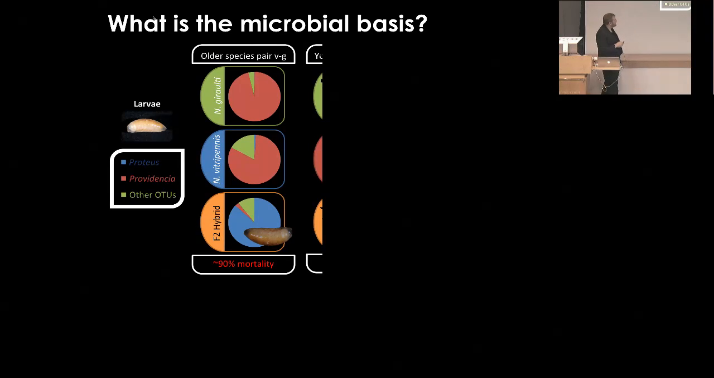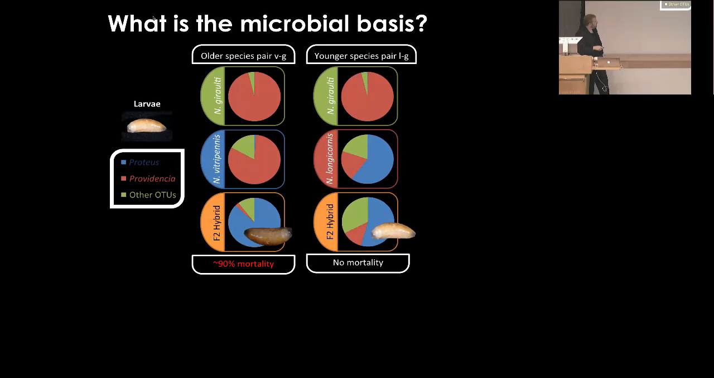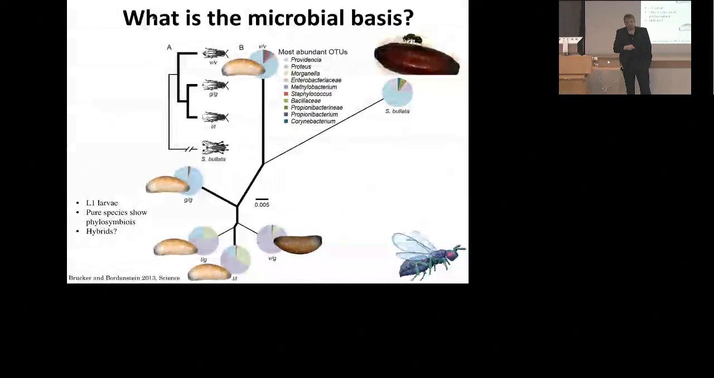In contrast, in the younger species pair, you'll see that the F2 hybrid microbiomes, and these hybrids do not die, have a microbiome that looks just like one of their parents, so there's no mortality. So similar to parent, you live, different from parent, you die. This is just association, there's no causation, but it was certainly a trend we were interested in.